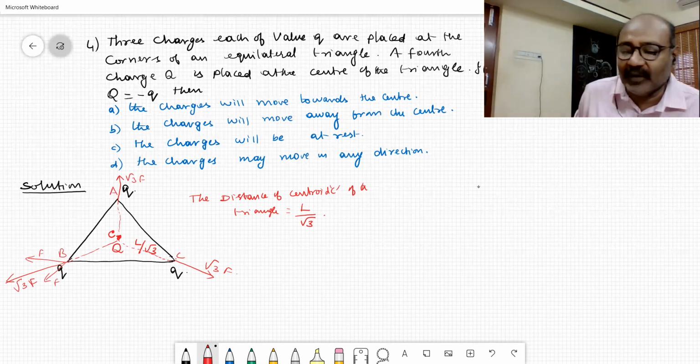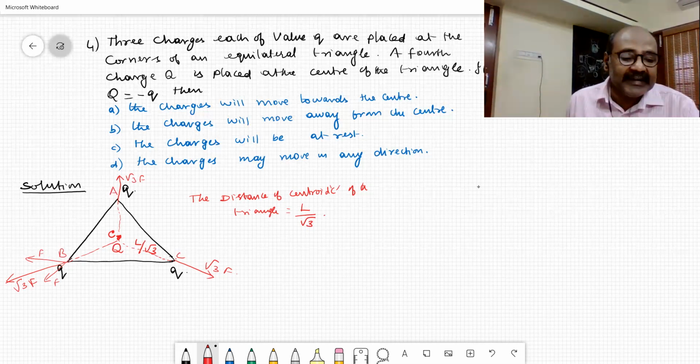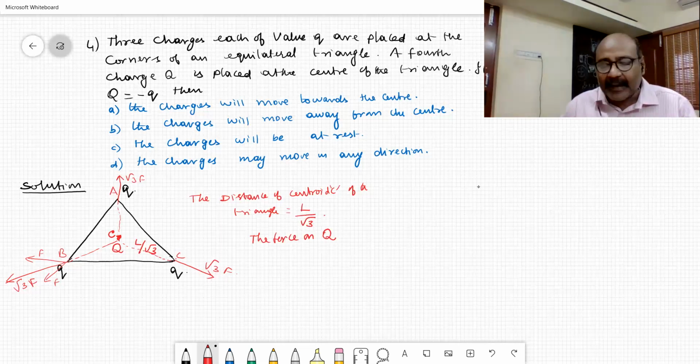If that is the case, what is L? L is the side of the triangle, as given. If you are taking it as L divided by root 3, then I can calculate the force at the centroid due to any one of the charges available in the corners. So I am calculating the force on the charge capital Q at C due to any one of the small charges Q placed at any one of the corners.